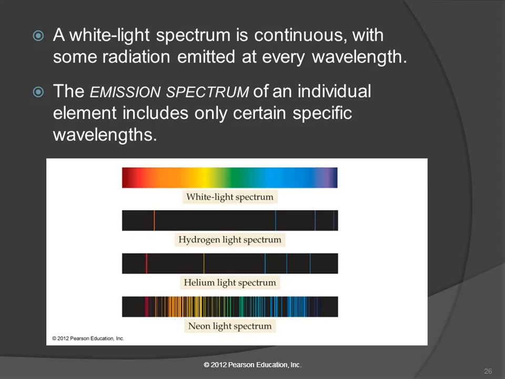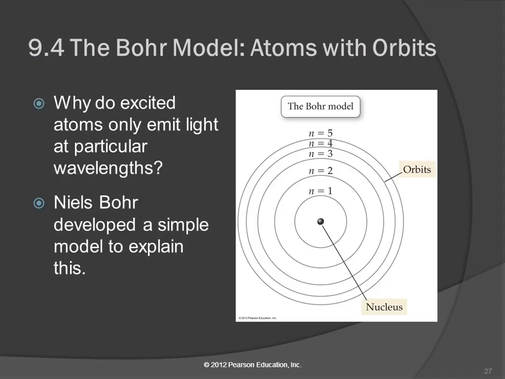And that was a big deal. Scientists recognized, this is weird. What's going on? Why is it doing this? And so this is what they came up with. Niels Bohr developed a simple model to explain why the light from a hydrogen lamp gives us these lines and what they mean.